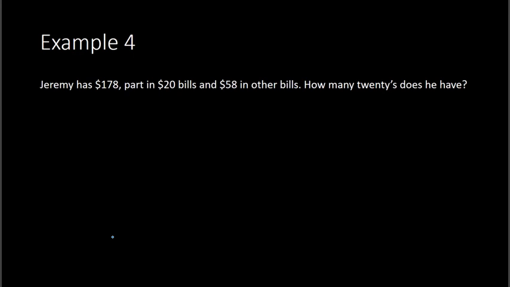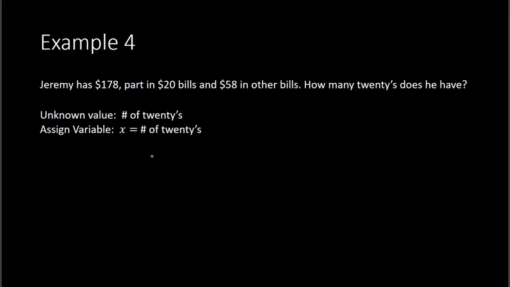So when you set up any equation, the first thing you want to do is determine what is your unknown value. So what are we trying to find? Well, we're trying to find how many 20s does he have. So your unknown value is the number of 20s. So from there we can assign our variables. So we'll let the number of 20s be our variable, and we'll call that x. So x would equal the number of 20s. So from here, we need to establish our equation.